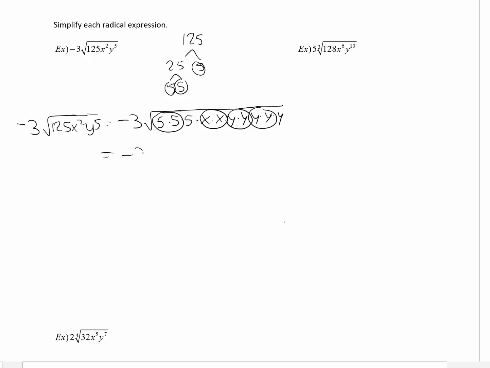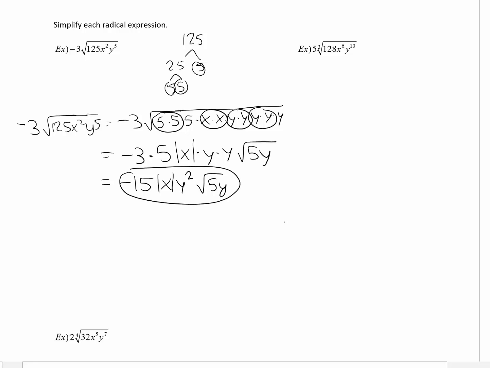So the negative 3 is already on the outside, so that's times 5. Remember, the square root of x squared, that's the absolute value of x, times y, and I have a 5 times y that still stays under the radical. Simplify, that's negative 15 times the absolute value of x times y squared times the square root of 5y. And that is pulling out all the perfect roots. Okay, let's take a look at the next example then.